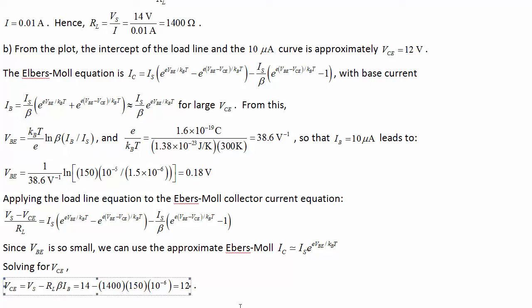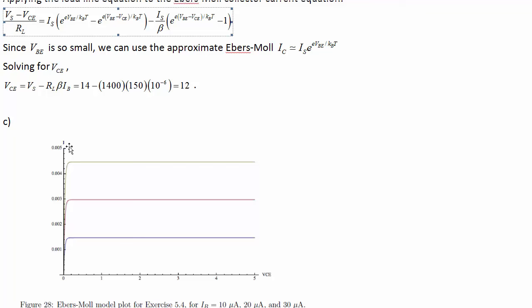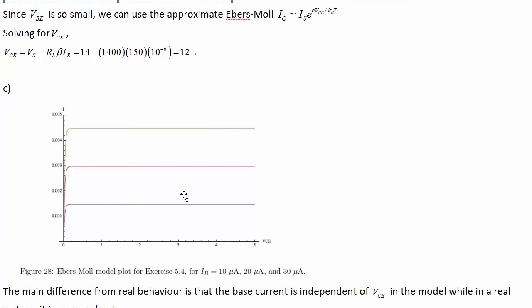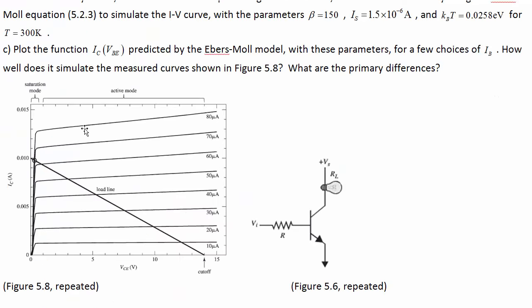For part C, though, we're going to solve this for a variable base current and create some plots, so we do need the entire model. If you do that, you come up with these curves. And this explains what's going on with the Ebers-Moll model. It makes the approximation that the collector current doesn't depend on the collector emitter voltage as long as we are in the active region. Saturation region is the one over here. As long as we're in the active region, the collector current doesn't depend on the collector emitter voltage. In reality, we know that that's not quite true. It does rise a little bit with collector emitter voltage, even in the active region.